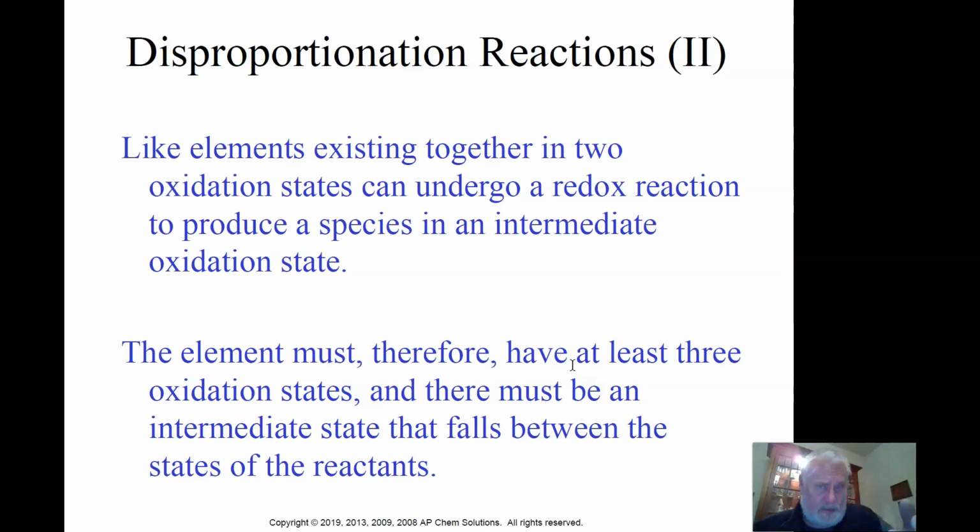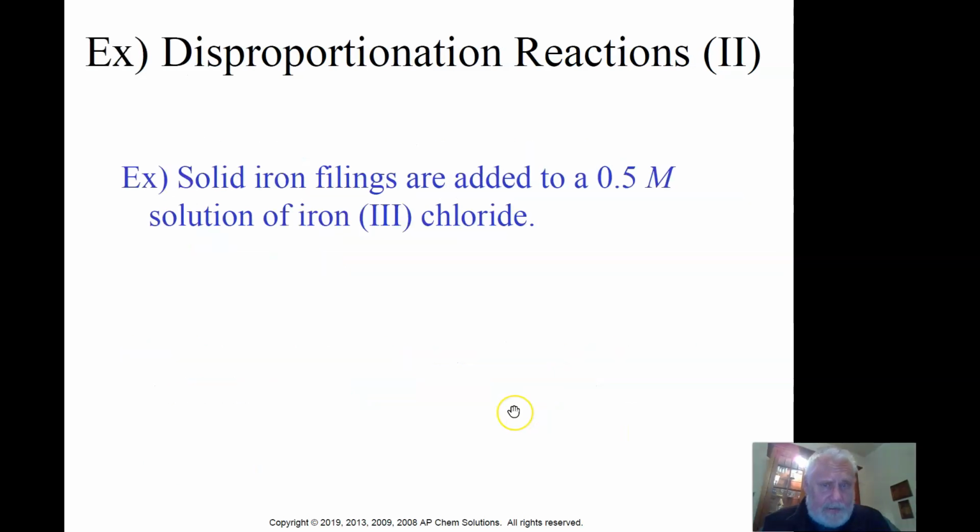Now this is part 2. Like elements existing together in 2 oxidation states can undergo redox reactions to produce a species in an intermediate state. Kind of a tough one to define just yet, but if you were talking about solid iron filings added to a solution of 0.5 molar iron 3 chloride. Well, the iron 3 chloride is soluble, so you're going to have a Fe plus 3 ion.